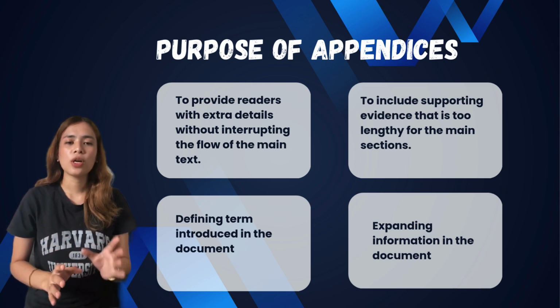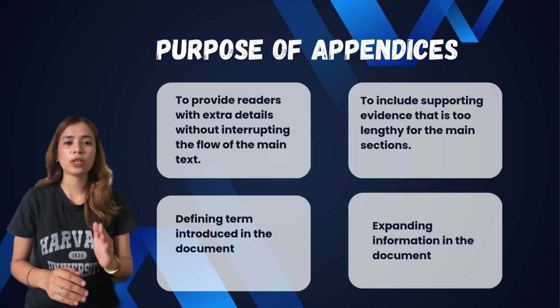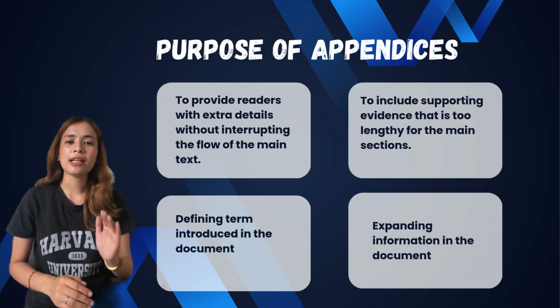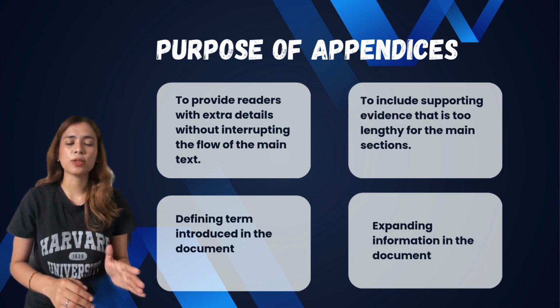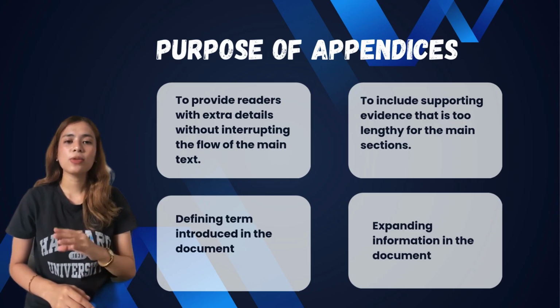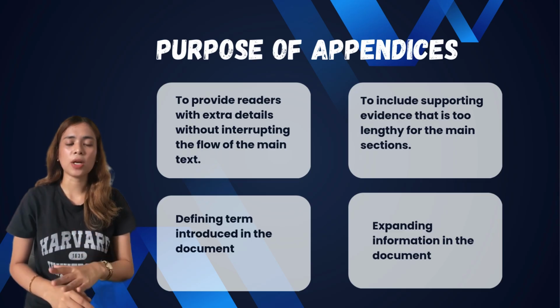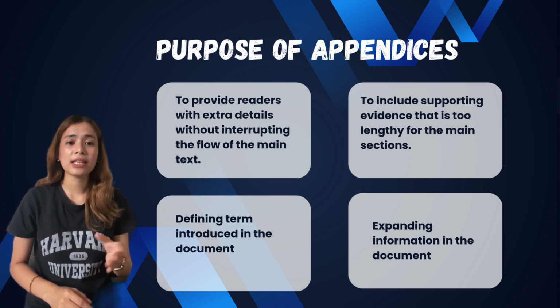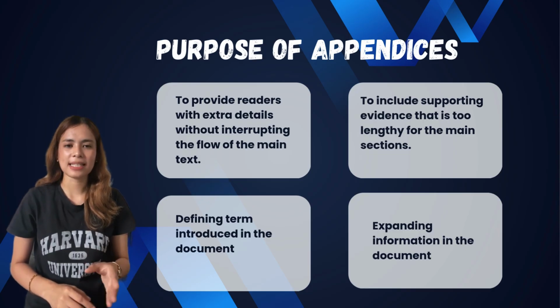Second is to include supporting evidence that is too lengthy for the main section. In research and analytical writing, it is often necessary to provide evidence to support claims. However, some forms of evidence, such as raw data, statistical analysis, interview transcripts, or survey responses can be too lengthy to include directly in the main body of the paper. By placing this supporting evidence in an appendix, writers can present a concise argument in the main text while ensuring that the readers who wish to explore the details can find them in the appendices.